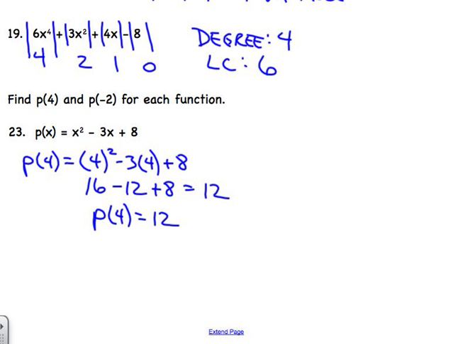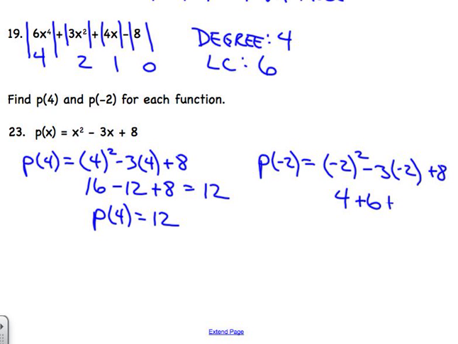For p of negative 2, we're going to do the same thing. Wherever there was an x, I'm going to plug in a negative 2. And then we follow the order of operations. Be careful with negative 2 squared. That is not negative 4. Negative 2 times negative 2 is positive 4. Negative 3 times negative 2 is positive 6. And then 8 more gives me a total of 18. So p of negative 2 is equal to 18.